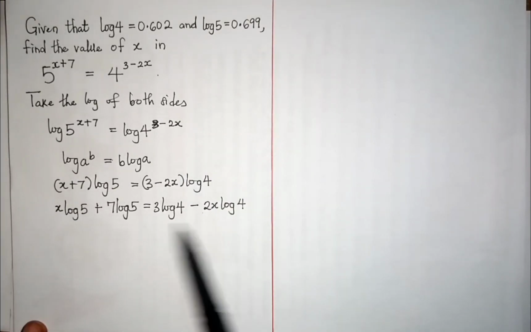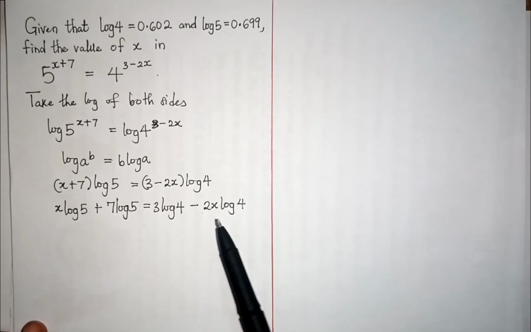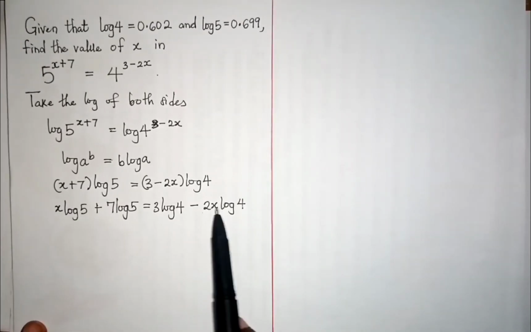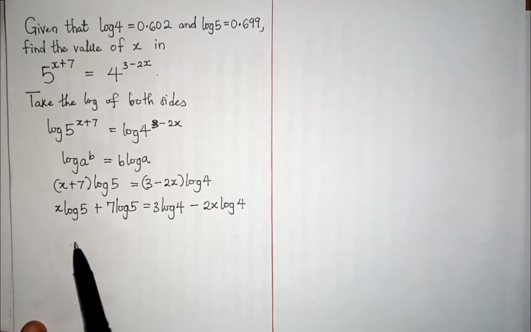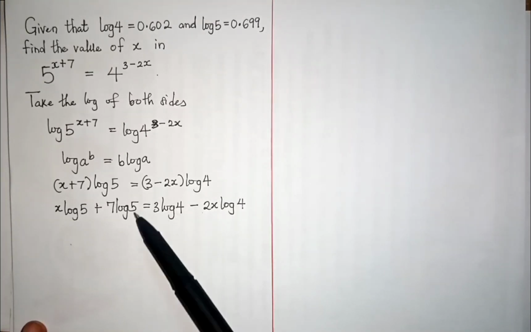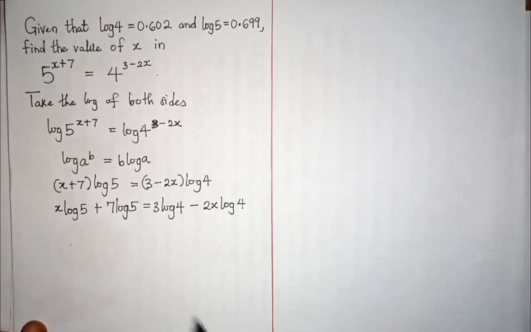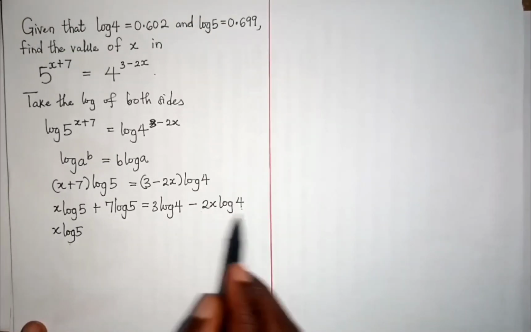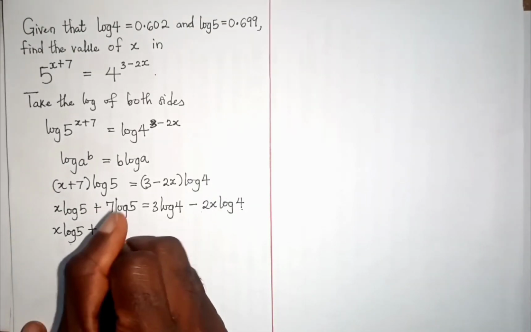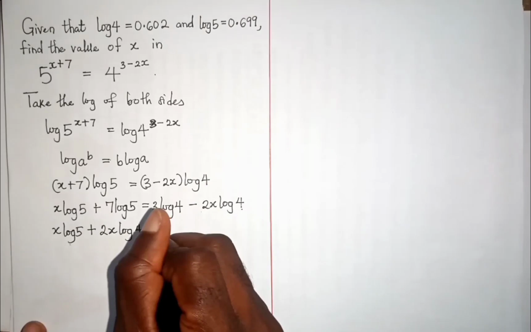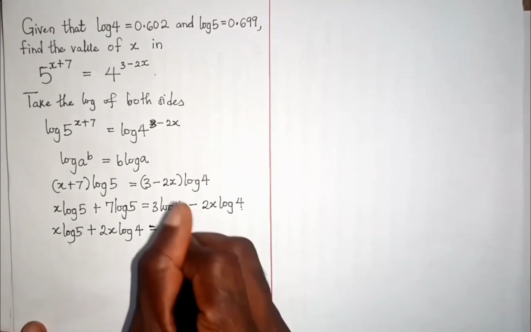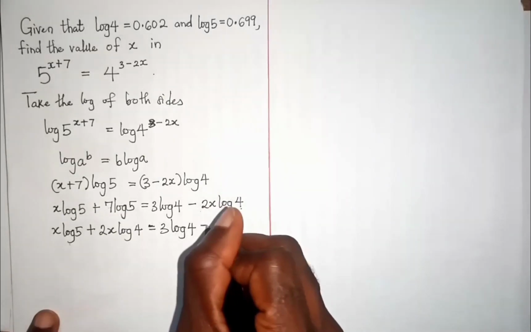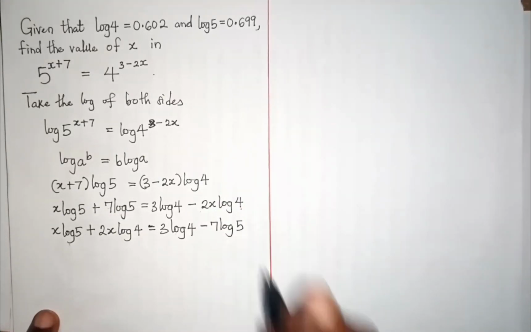Now, what we do is we try to collect the like terms. Here we have a log with x in the expression, and here also there's an x in the log. We bring them together, while the other ones which are just constants with the log also go together, so that we have x log 5. When we add this to both sides, we have plus 2x log 4, and that equals 3 log 4, which is already here on the right hand side. Then when we subtract this from both sides, it becomes minus 7 log 5.